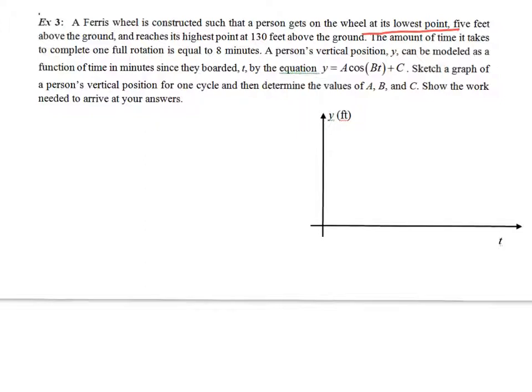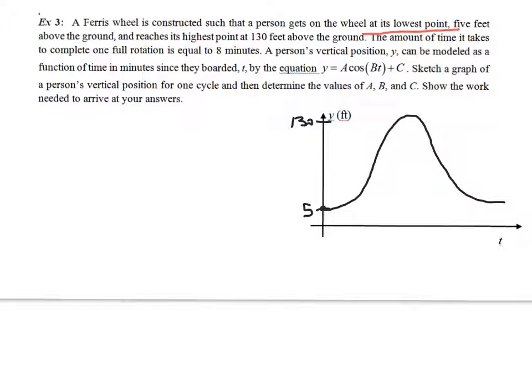It says that that point is going to be 5 feet above the ground. So my lowest value is going to be 5. So I'm going to start with my height of 5, and I know that that's where my starting point is. It reaches its highest point at 130 feet above the ground. So that's quite a distance there. So I'm going to go from 5 feet to 130 feet. Drawing this in, I'm getting a graph that looks something like this. Now what I'd like to do is figure out what this equation is and find my A, B, and C.